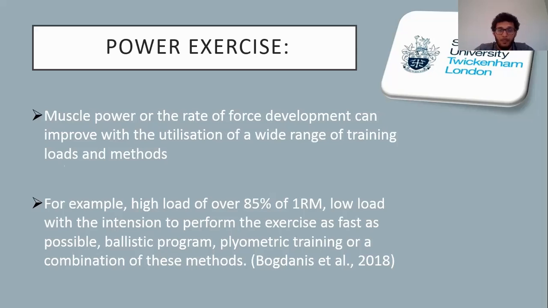From this point, moving on to the power exercise or plyometric and explosive exercise, a study by Bogdanis et al. 2018 suggested that muscle power, or the rate of force development, can improve with the utilization of a wide range of training loads and methods. For example, a high load of over 85% of 1 rep max, low load with the intention to perform the exercise as fast as possible, ballistic programs, plyometric training, or a combination of these methods.